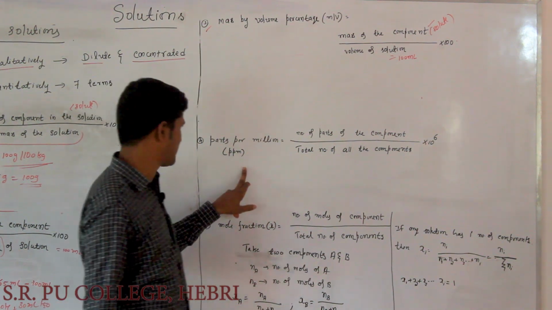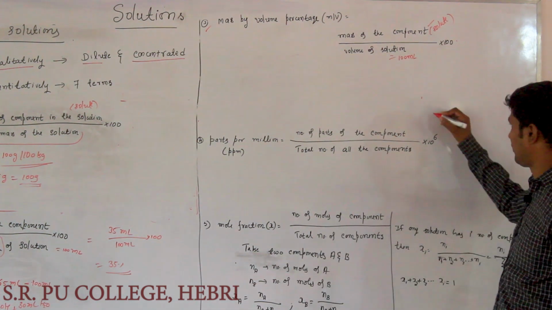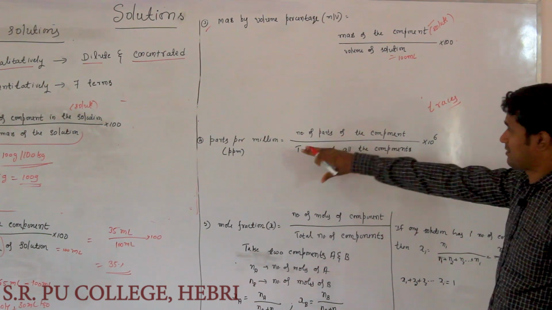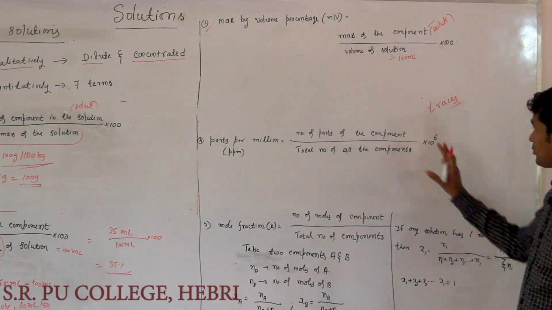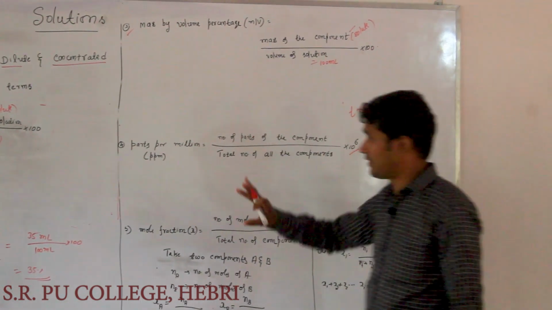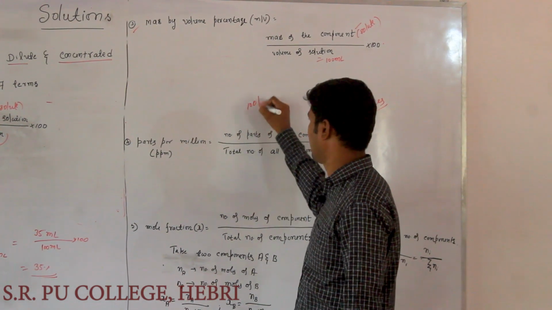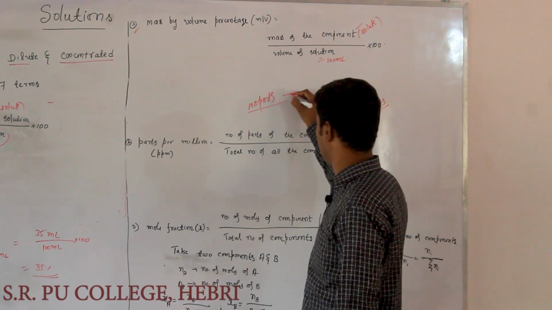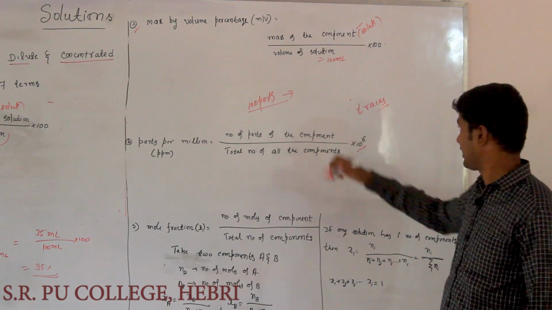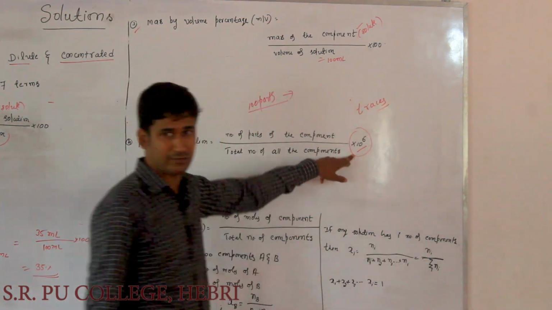The next concentration term is parts per million. If the concentration of solute is very small, if the solute is present in traces, then we use this term, parts per million. Why do we use this term? Because if the solute concentration is very low, you cannot find any amount of solute in 100 parts. In 100 parts, the amount of solute is minute or negligible. So that's why we use the amount of solute present in a millionth part of the solution.